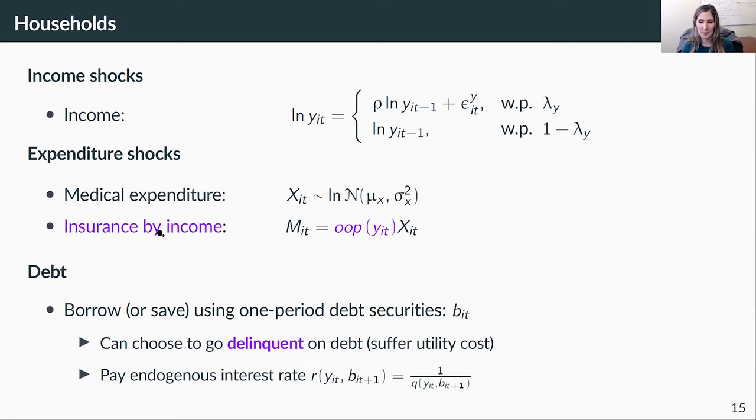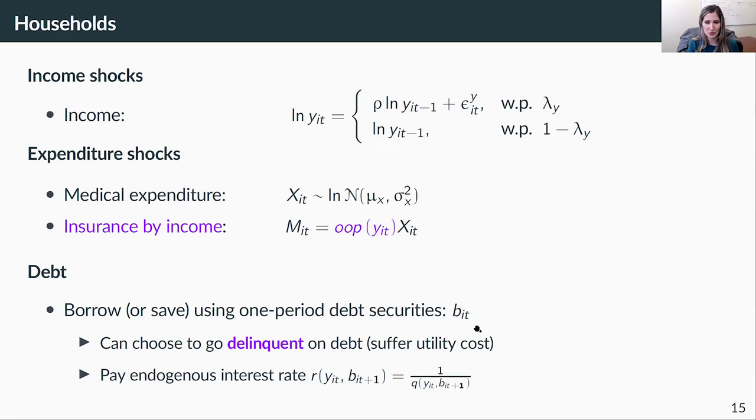Now, on the credit side of the economy, households are going to be able to borrow or save using one period securities B. And they can choose to go delinquent on this debt. If they do so, there's going to be a disutility penalty from doing that, which is, for example, something my job market paper, which studies bankruptcy, suggests is an important deterrent for households' default decisions. They're going to suffer that disutility cost. They're also going to pay an endogenous interest rate that's going to depend on both their income and how much debt they have, and ultimately on the nature of the social safety net as well.